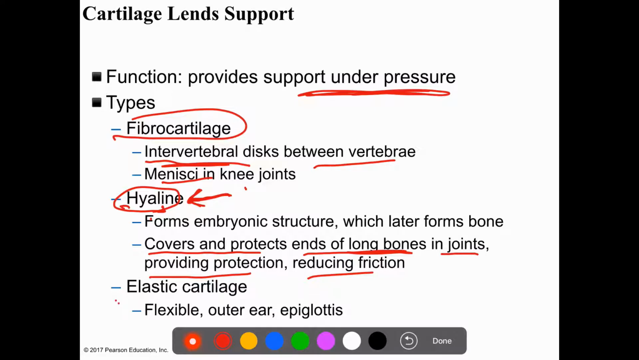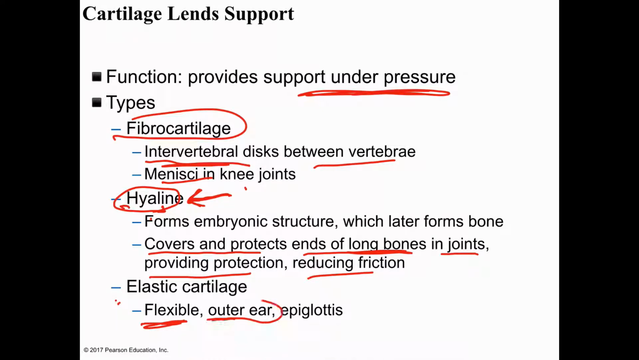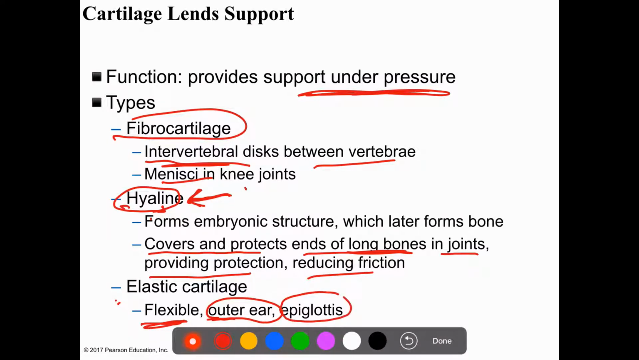And the last type of cartilage is elastic cartilage. Elastic cartilage is very flexible. We can find it, for example, in the outer ear and in our epiglottis. So these are the three different types of cartilages in our body.